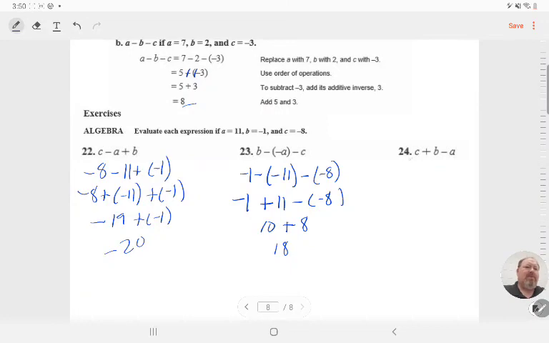And then this one would be negative 8 plus a negative 1 minus 11. So this would be negative 9 minus 11, or negative 9 plus a negative 11. And that's going to give me negative 20. All right.